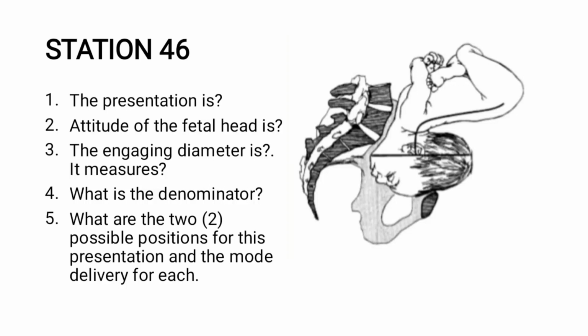So this is a case study on one of the obstetric cases. So the questions are: the presentation is called what? The attitude of the fetal head is. Then the engaging diameter is. So it measures. Then what is the denominator? Then what are the two positions for this presentation and the mode of delivery for each?